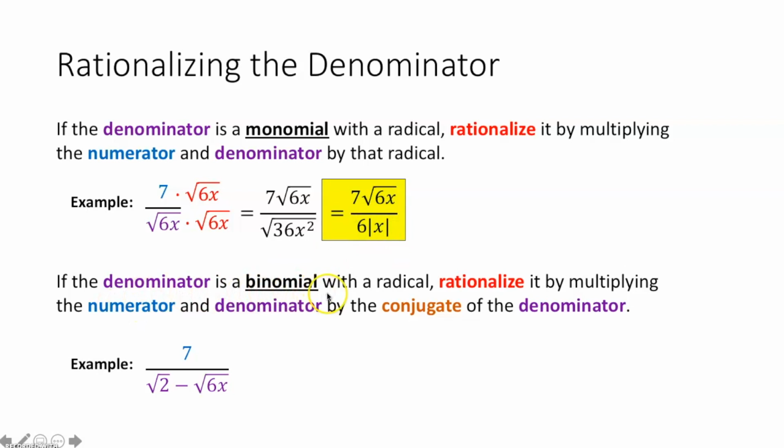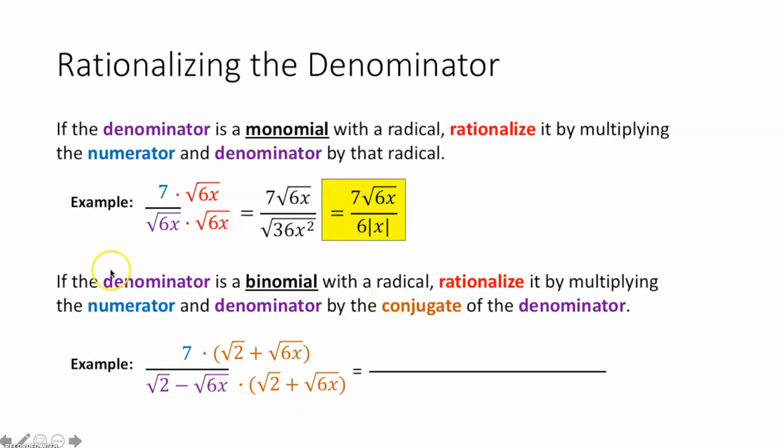If the denominator is a binomial with a radical, you rationalize it by multiplying the numerator and denominator by the conjugate of the denominator. So here, I have a binomial in the denominator that has a radical. It could have one radical or two, like this. It doesn't matter. Either way, you rationalize it by multiplying by the conjugate. What's the conjugate of rad 2 minus rad 6x? It's rad 2 plus rad 6x. And you have to multiply that to the numerator and denominator. It's because that's technically multiplying by 1, because it's the same thing over the same thing. So it doesn't really change your fraction.